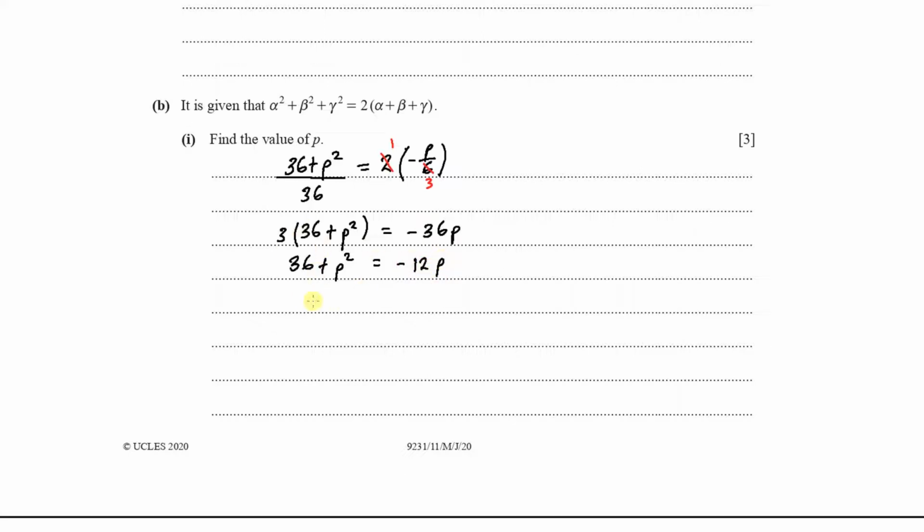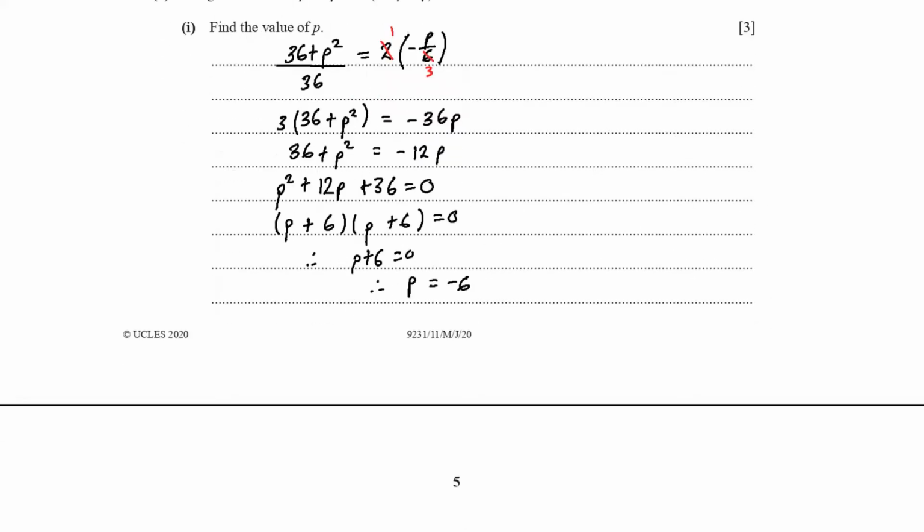And putting everything to the left side, I'll be having p squared plus 12p plus 36 is equal to 0. So I can factorize. And here I'll be having p plus 6 and p plus 6. Which therefore means that p plus 6 is equal to 0 and p comes out as minus 6. So this here is the answer.